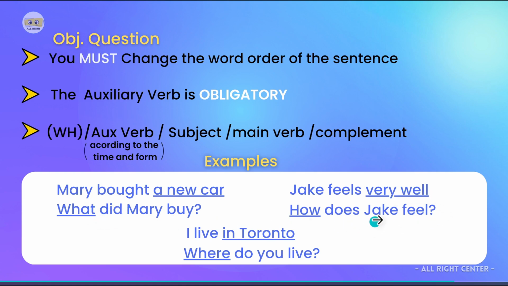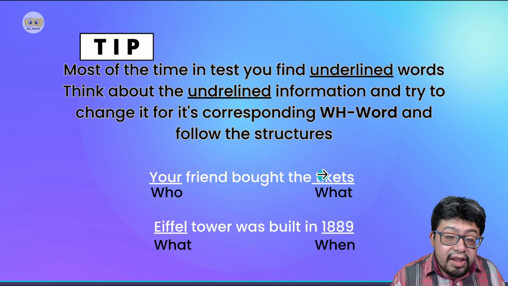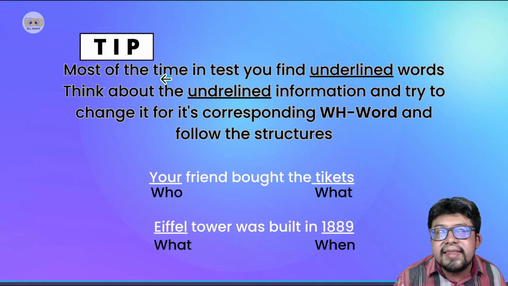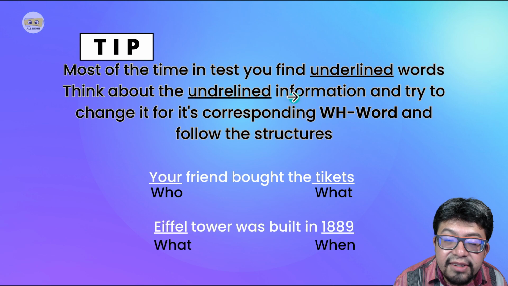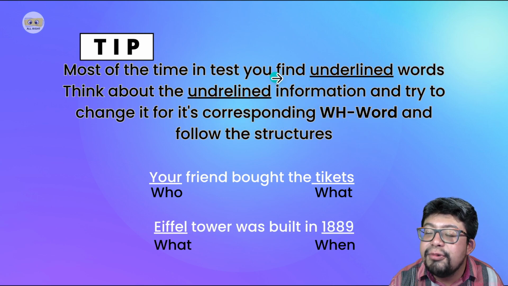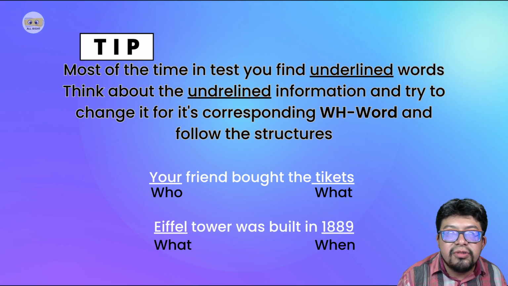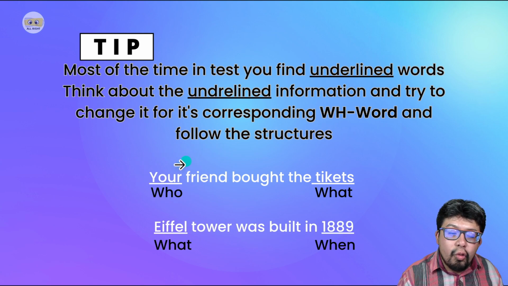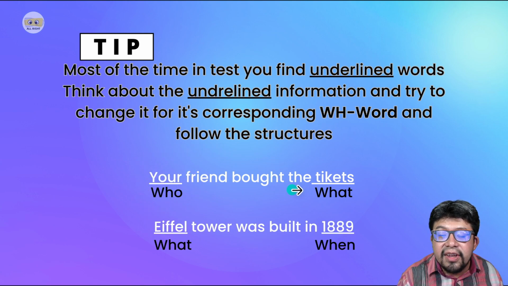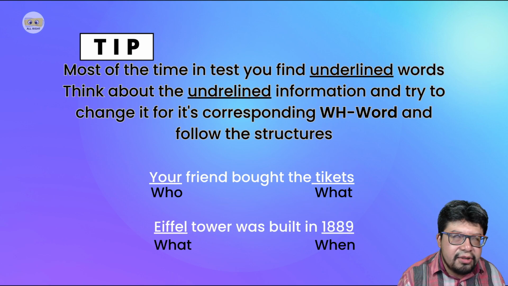Todas, como pueden ver, tienen auxiliar dependiendo del tiempo y dependiendo de lo que signifique, de la persona. Alright, that's the thing and that's the point. And well, as a final tip, in the tests, most of the times you will find underlined information, alright? You need to check the underlined information and of course change it for its corresponding WH word and follow the structures told before. For example, your friend bought the tickets. Who did the action? Well, your friend. And what did he buy? The tickets. So a subject and an object question.